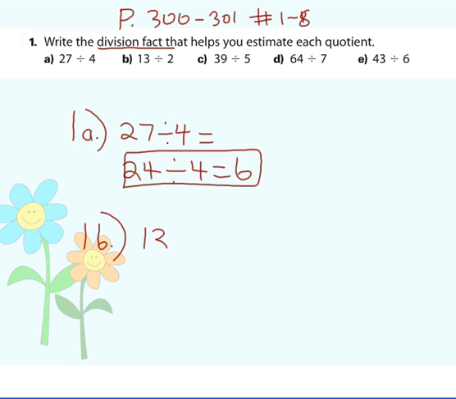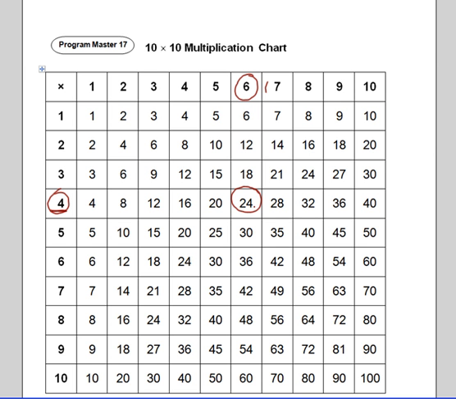1b is 13 divided by 2. We have to write a division fact that helps us solve that. So we're going to go back to our multiplication chart. And remember that our question is 13 divided by 2. So we go to the 2's. And we go across till we get to a number that's close to 13 but not over.